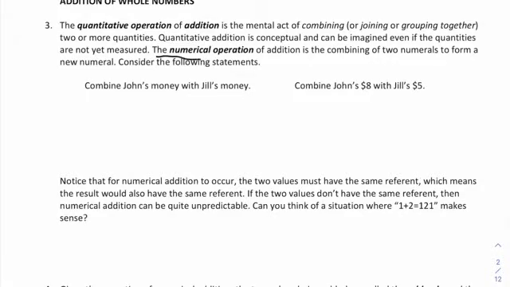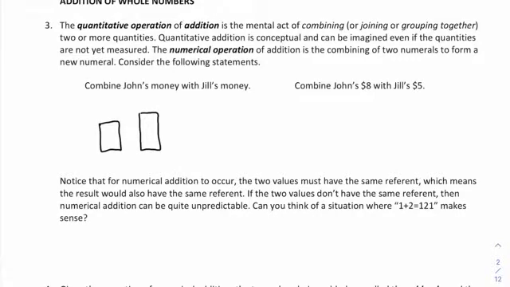Now when we talk about the numerical operation of addition, this is the combining of 2 numerals to form a new numeral. This is what most of you think of when you think of doing addition. It's just combining 2 numbers into a new number. Consider the following statements. Combine John's money with Jill's money. All right, so let's say John's money is represented by this block. And Jill's money, let's say she has more money. So I'll make a larger block.